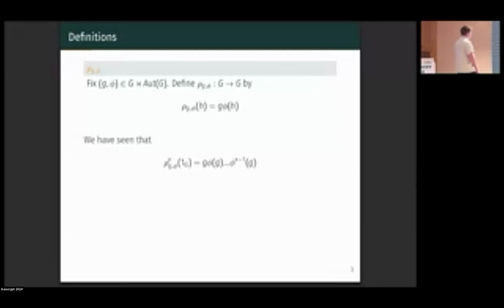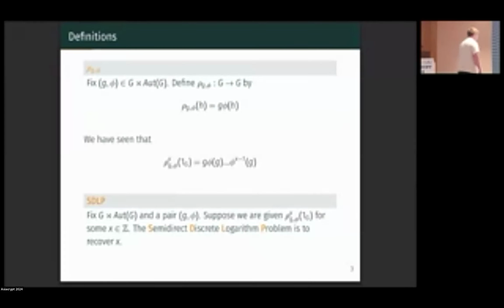To introduce some notation, for any choice of pair in this semi-direct products group, I define a function rho such that rho applied to H is G times phi applied to H. It's not hard to see that if I keep applying this, I get the products I was talking about. So we can cast SDLP as an orbit problem, although I should disclaim that this is a recent strand of the literature. I want to get into the technical meat of it, so I won't give you too much history. You can define SDLP as an orbit problem exactly as you'd expect: you're given a group element that you're promised is the evaluation of some rho that you know on the identity.